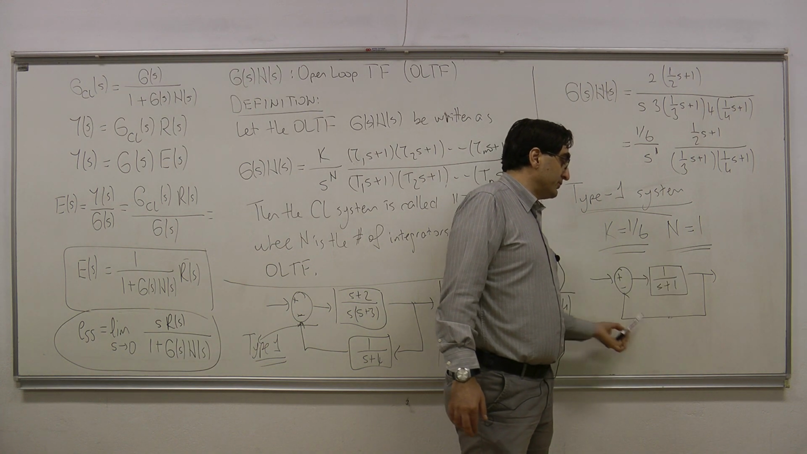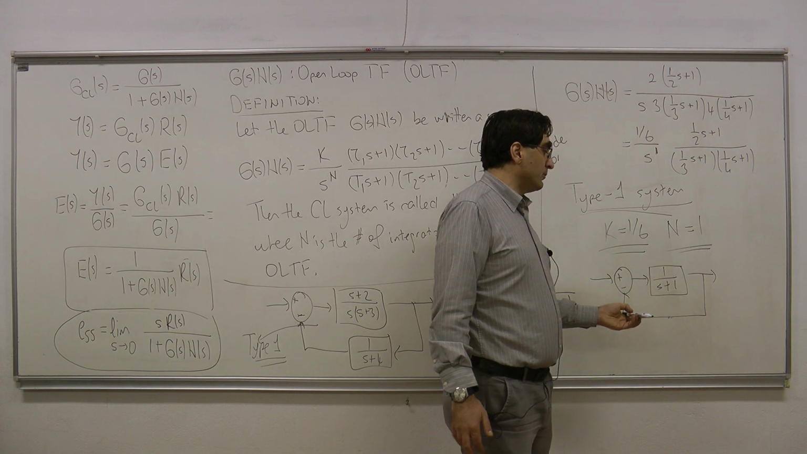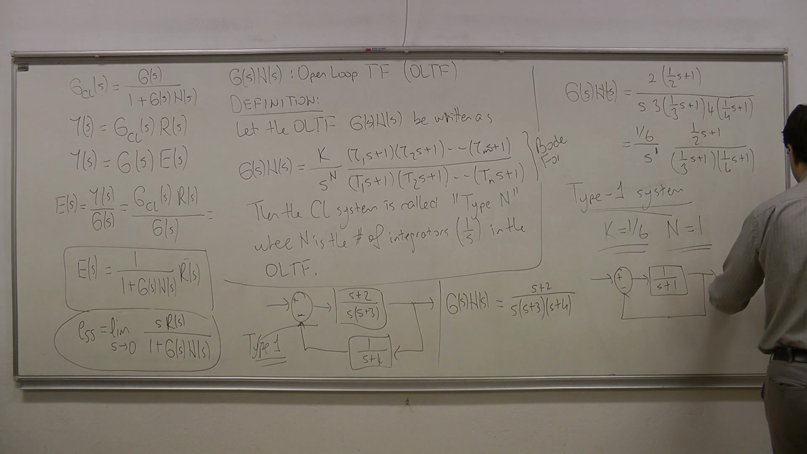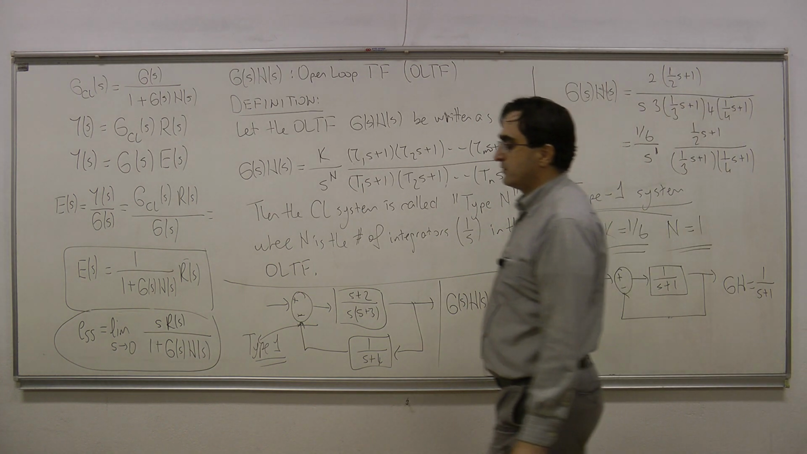So this is a unity feedback system. So H is 1, so G times H is 1 over s plus 1. GH, the open loop transfer function, is 1 over s plus 1. What is the type of this system?